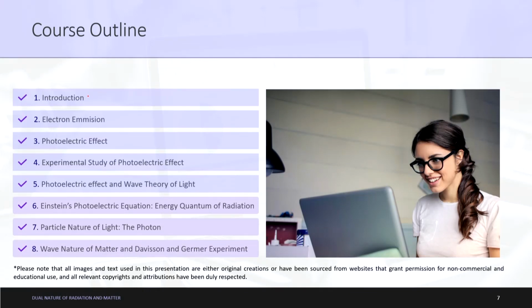For the course outline, right now only the introduction is being completed. Let us just go on with electron emission only. I won't try to explain the further things right now. Let us go on to electron emission and understand the basic crux of this complete chapter.